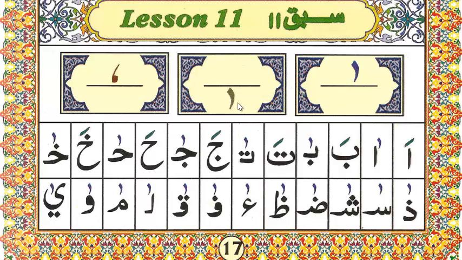Same way you can practice with a standing kasra, standing zair. It will make an e sound, like ba standing kasra bi, and standing dhamma bu. So if we put ba with these symbols, it will be ba standing fatha ba, ba standing kasra bi, ba standing dhamma bu. So sounds will be a bit longer, one or two alif longer, inshallah.